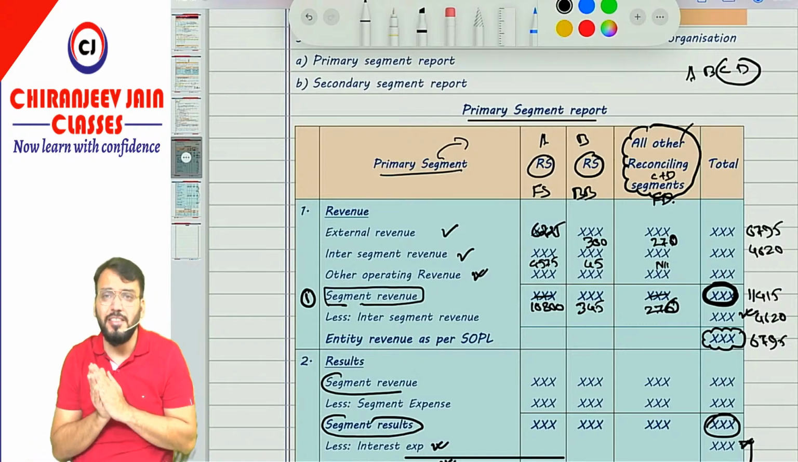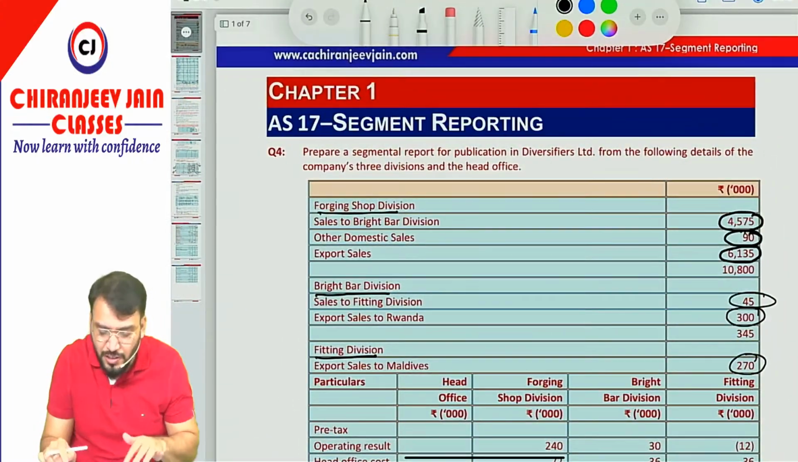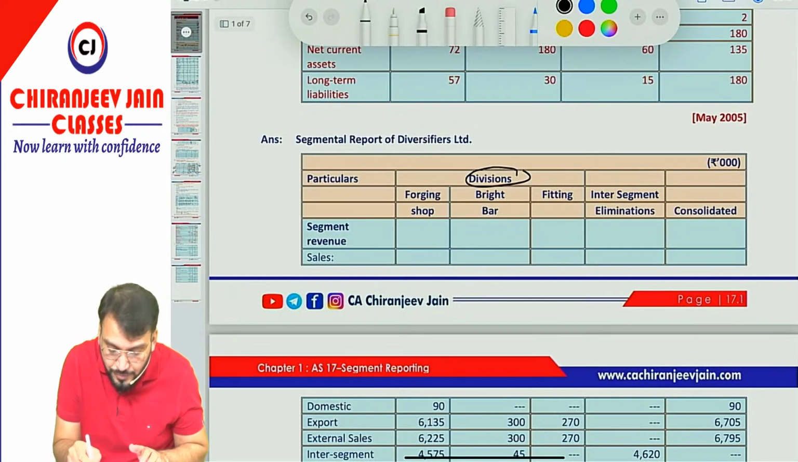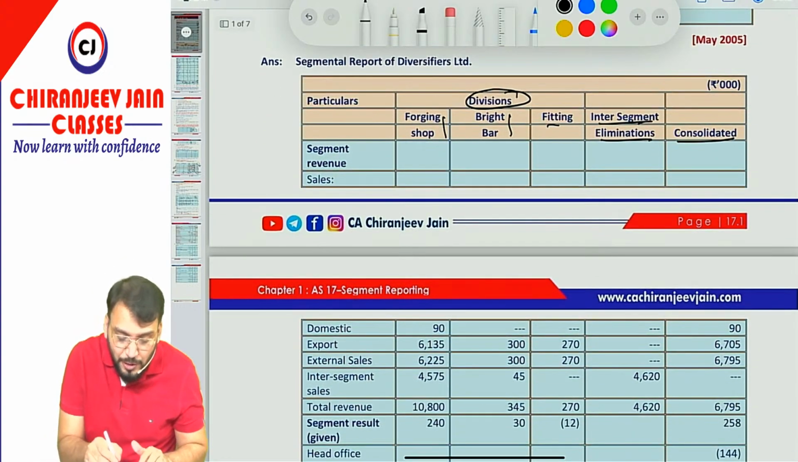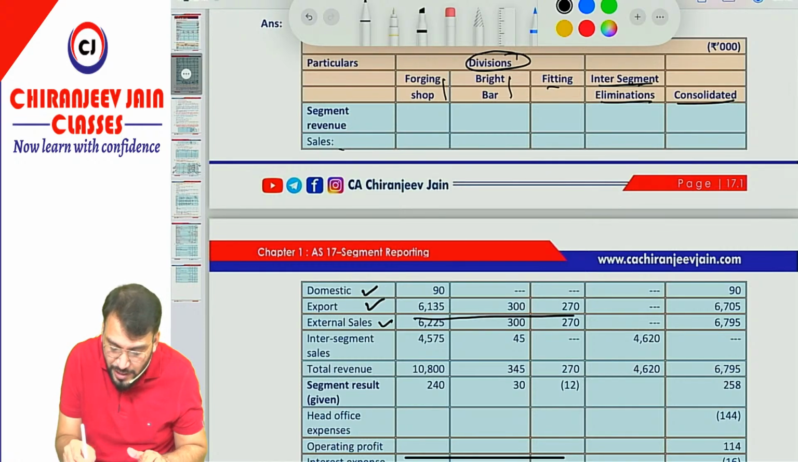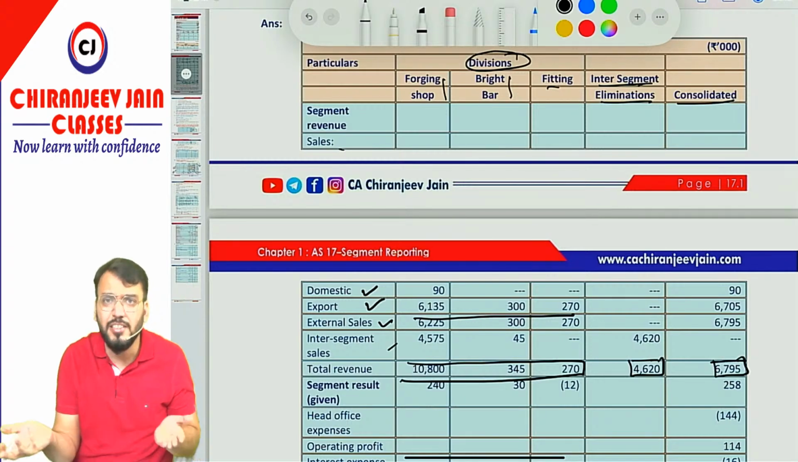So this is the presentation I am saying. However, the presentation is slightly different as per the ICAI solution. They have done it this way because there is no standard format. What they have done: division, foreign shop, bright bar, fitting, inter-segment elimination, and consolidated, meaning total basis. For segment revenue they have given sales first, domestic separately, export separately, external sales separately. The total of this is external sale, then inter-segment sales, and this becomes total segment revenue. From this you can see they have deducted inter-segment sales, and the same amount is coming in total. You can present in this way also.